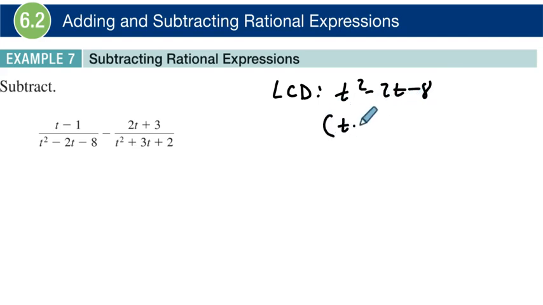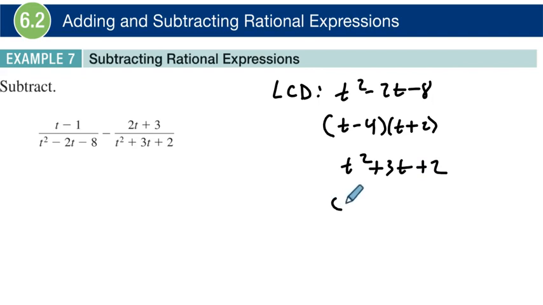And that would be t minus 4 and t plus 2. Multiply that, get negative 8. If I add those, I get negative 2. Good. And then if we factor out this guy right here, t squared plus 3t plus 2, that is t plus 2 and t plus 1.